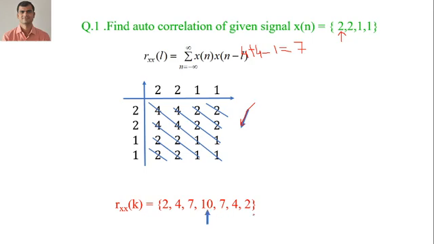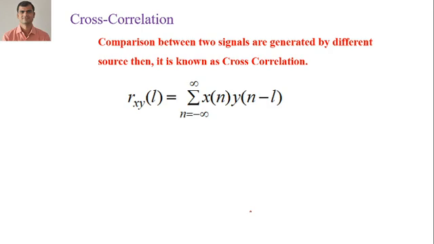Okay, after 10 we'll be having 3 samples, and as I mentioned earlier, it is symmetric. So the autocorrelation is always known as a symmetric function, or it is also known as an even function. Now we'll see the cross correlation.